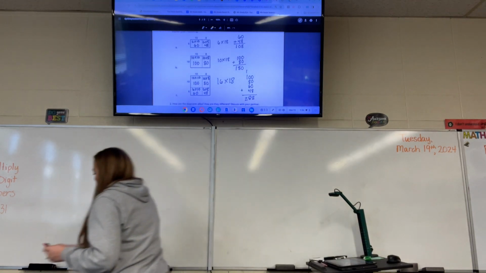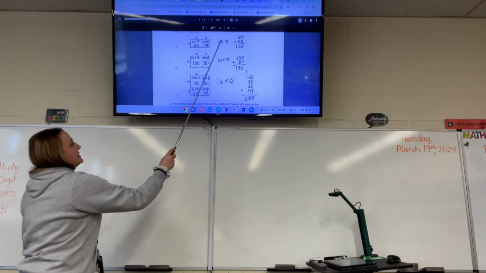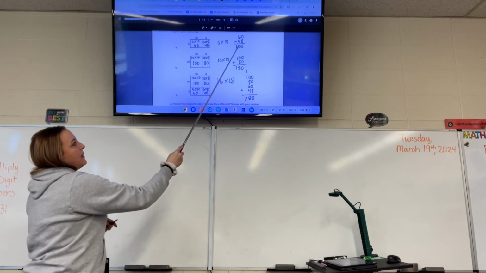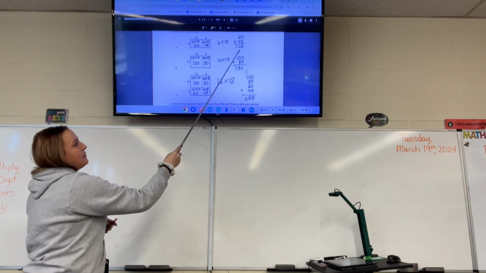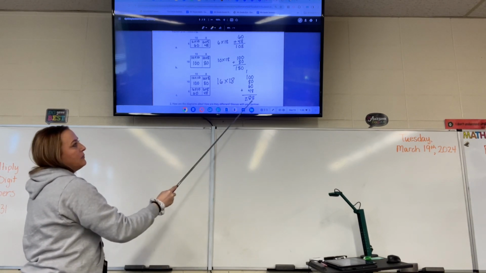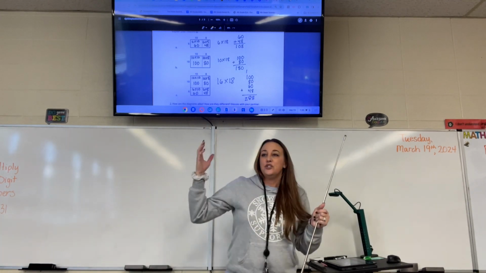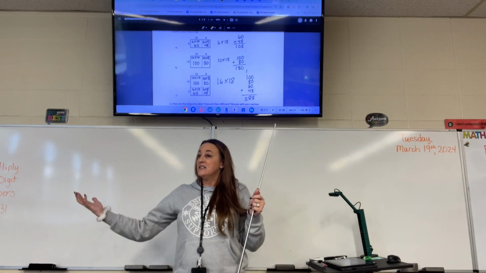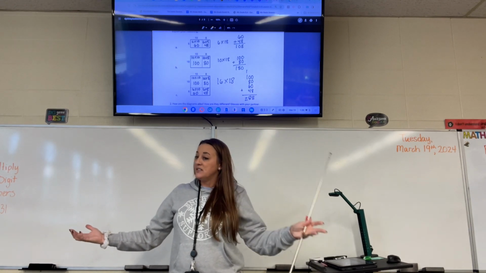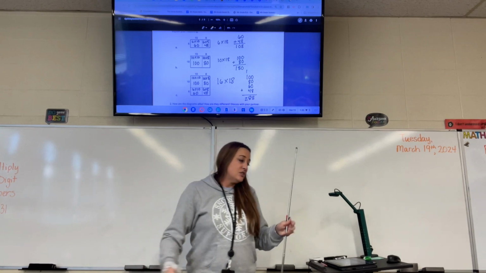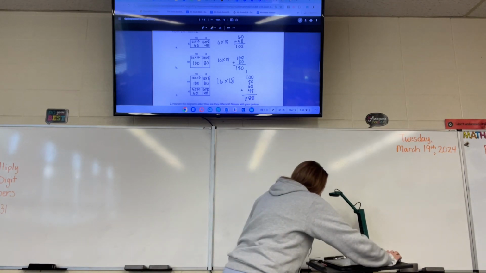You can add the 6 plus 10 to get 16. And if you add 180 plus 108, you would get 288. So if you do something on this side of the equation, you have to do the same thing over here. So we added two of the numbers together. So add two of the answers together. Okay.